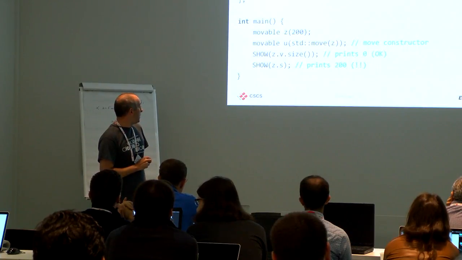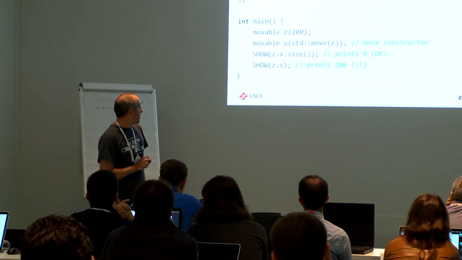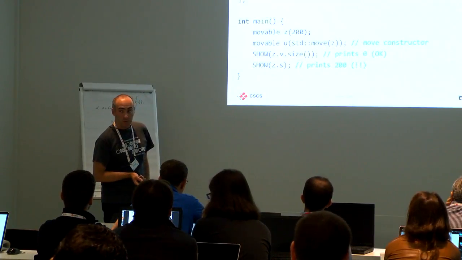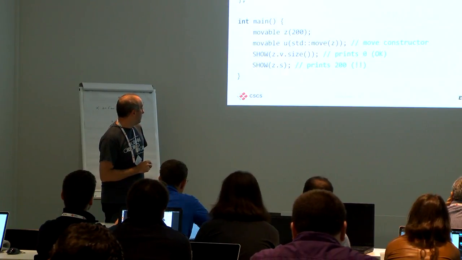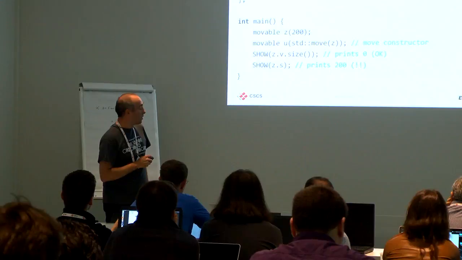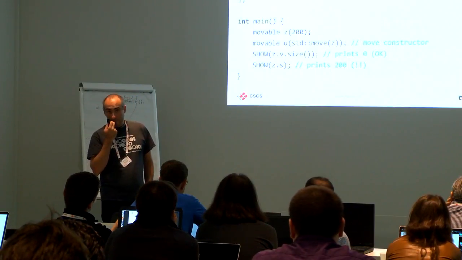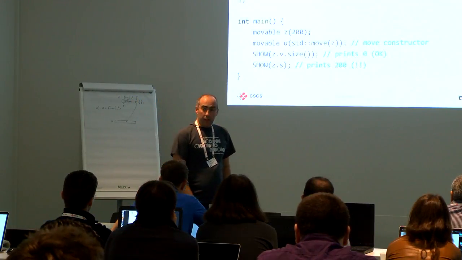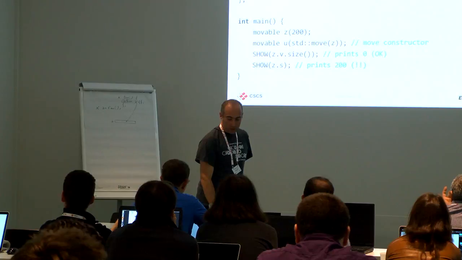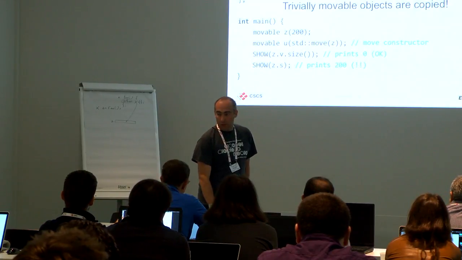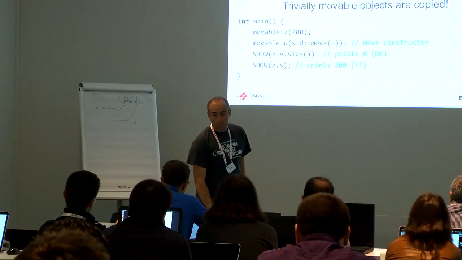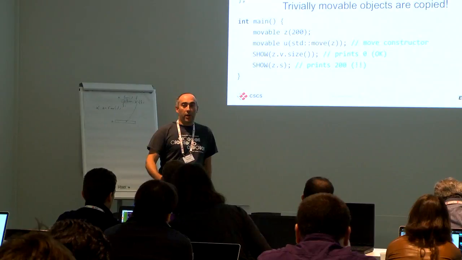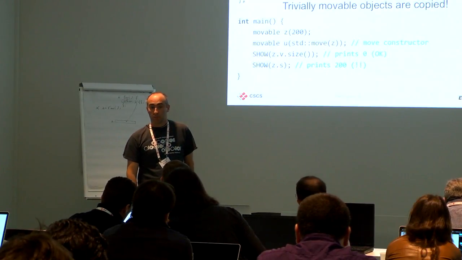So the move of z into u leaves z's v dot size, or the vector size, at 0. V has been correctly moved, but my size data member is still 200 here. The trick is that trivially movable objects are actually copied. If I have an integer, a float, a char, when I move it, I just copy it.